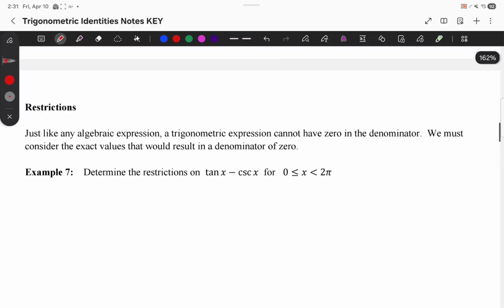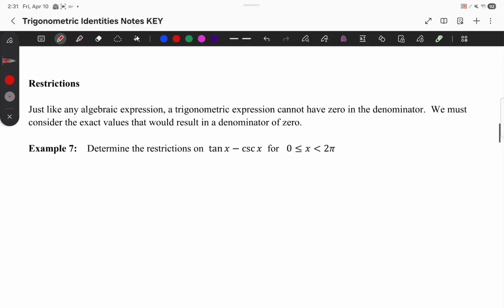All right, restrictions. Fancy disclaimer: just like any algebraic expression, a trigonometric expression cannot have 0 in the denominator. If you look at something like this, there are no obvious denominators, but if you start to think about what these things equal, like what is tan x actually equal to? Sine over cosine. There's a cosine in the denominator. So even though tan itself might not remind you that there's a restriction, as soon as you think about having something in the denominator, there's a restriction.